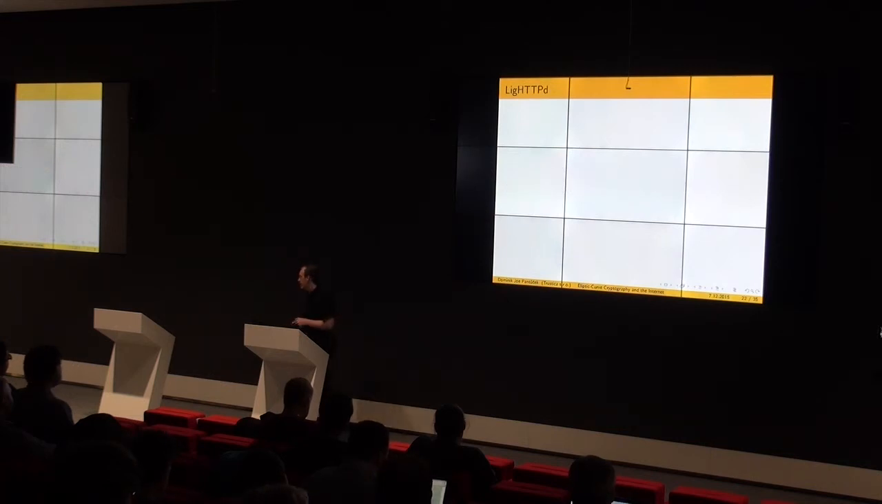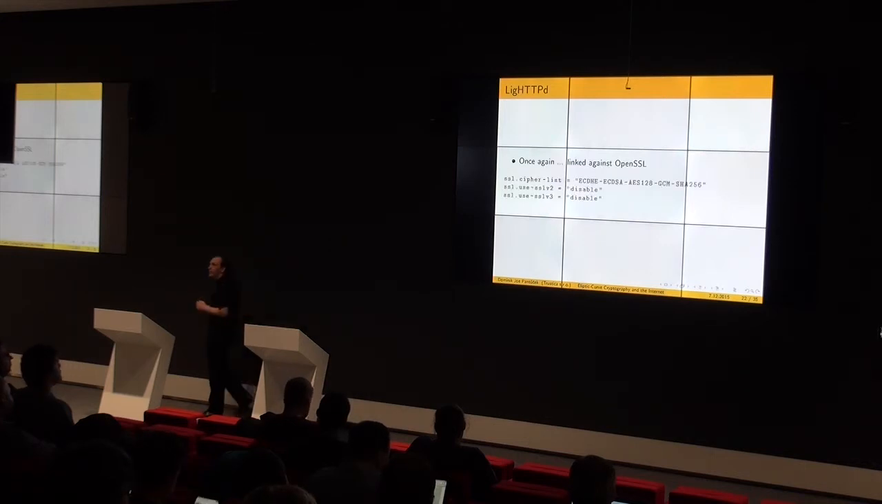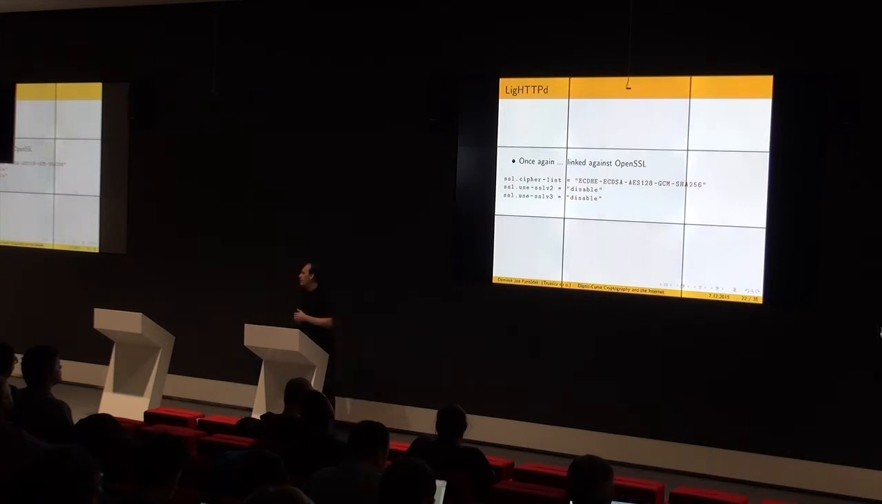Lighttpd. I'm starting to repeat myself here. Again, it's linked against OpenSSL. Again, you are just specifying the configuration strings, which is called ssl.cipher-list here. The good thing here is all protocols are enabled by default. You just have to disable the misbehaving ones, which means SSL version 2 and SSL version 3. And there we are. We configured 4 major HTTP servers for using ECC, and I think nobody got hurt here. So it's certainly there. There's no problem with that.